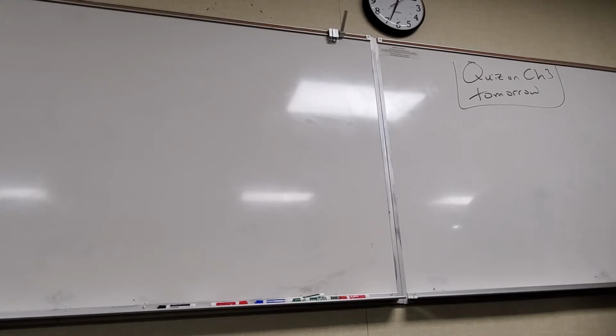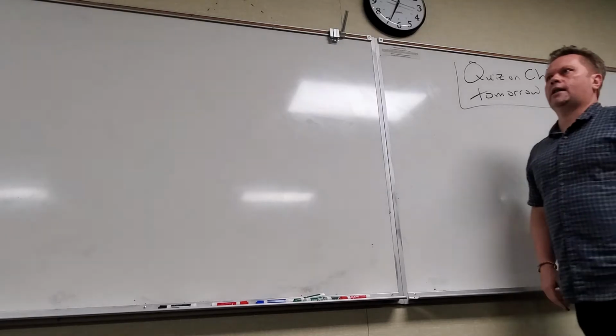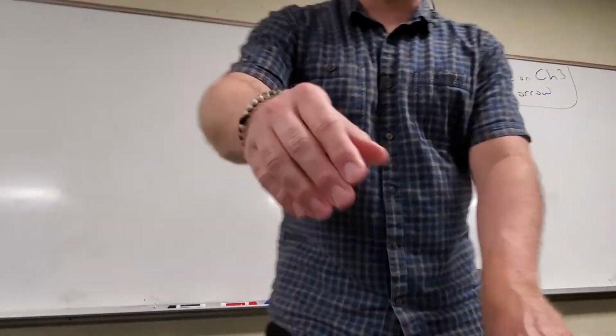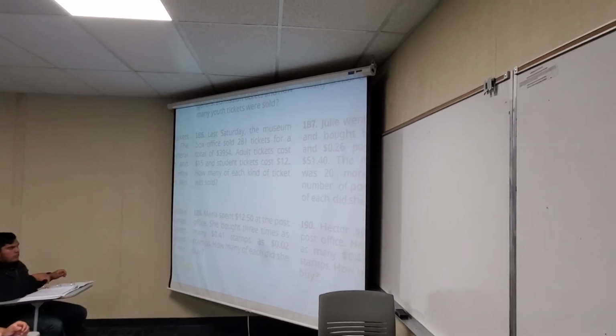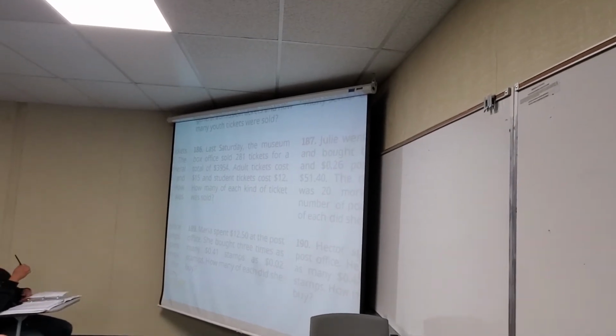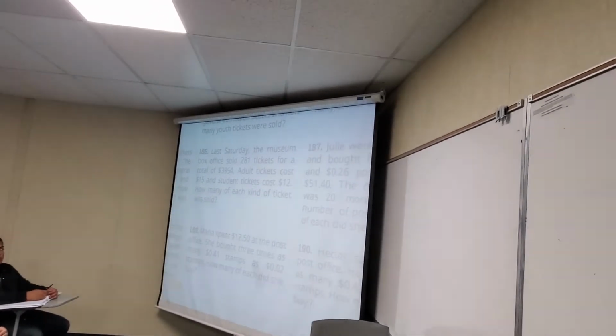Let's see if I can do this. There we go. All right. So last Saturday, the museum box office sold 281 tickets for a total of $39.54. Adult tickets cost that, and so on.